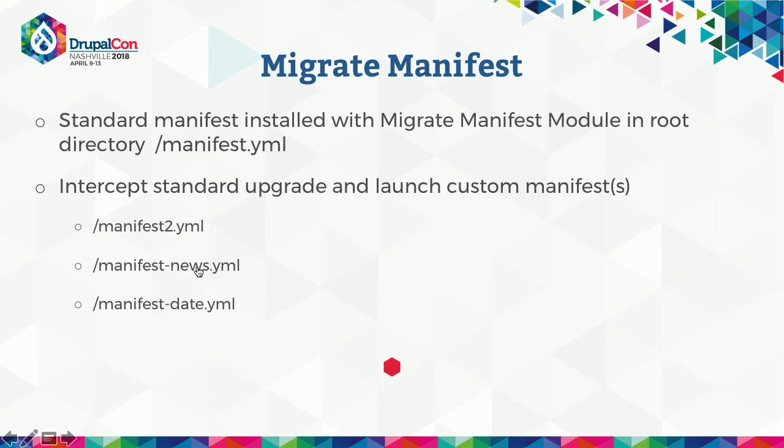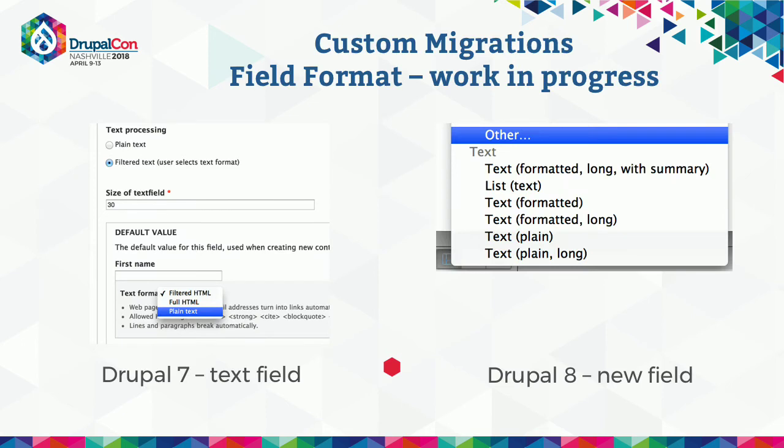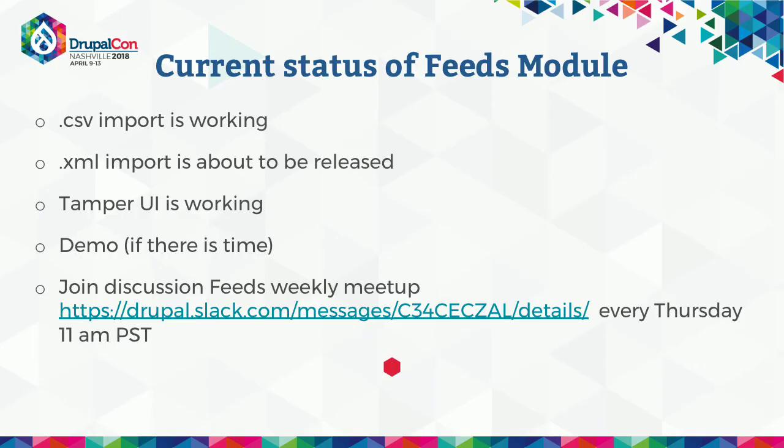The Migrate Manifest module also allows you the option to customize migration even to a finer granularity by adding manifests. So a manifest is the list of migrations that you saw over there. They are all listed in a file called manifest YAML. And so if you want to intercept a migration, you can create your own manifest for a particular type. So you want to do news differently. And then, for example, this famous field text format, this is where you need to write your own custom plugin. Or for example, you're manipulating your own data. This is where you can intercept it and write your own scripts.